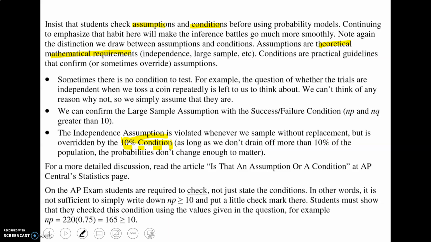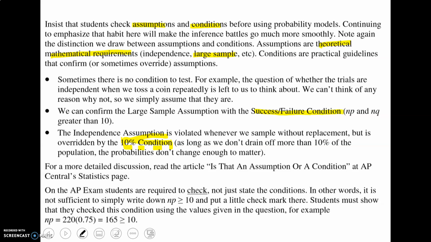Does that make sense? And the large sample assumption is also the, what's it called? Success and failure condition, right? So that's when you do np and nq greater than or equal to 10, right? So don't write large sample condition. It's success and failure condition. And when you meet that condition, then you can assume the large sample assumption. Same thing with the 10% condition. When you meet the 10% condition, you can assume independence. All right, great.